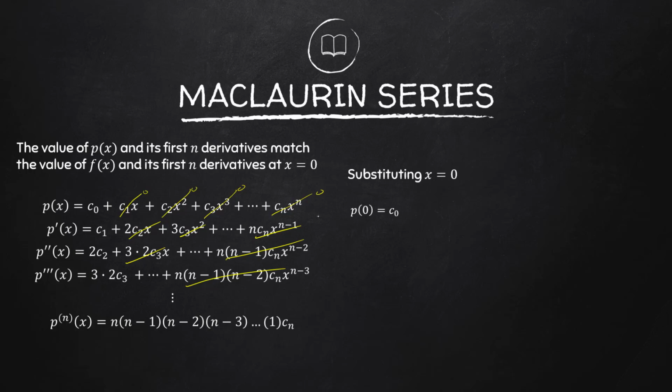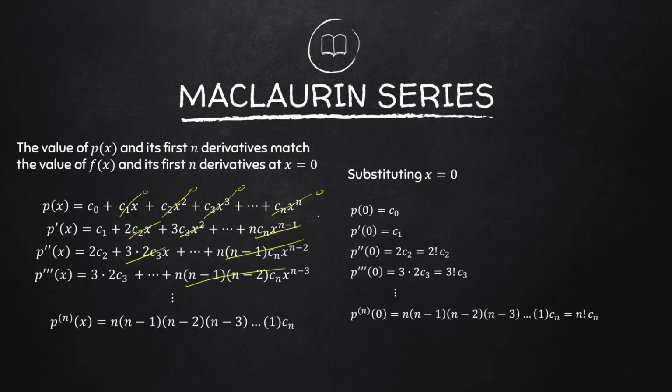p of 0 is equal to c sub 0. First derivative, second, third, up to the nth derivative evaluated at x is equal to 0. And that is equal to n times n minus 1, n minus 2, n minus 3, up to positive 1. And in this case, we can simplify this expression, this long product, using what we call the factorial.